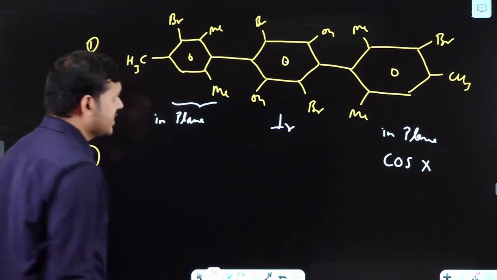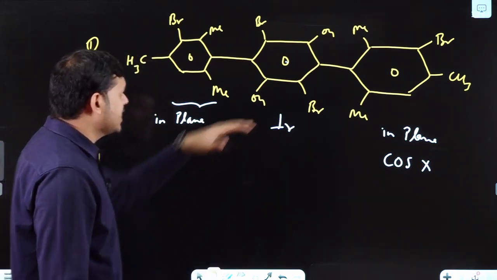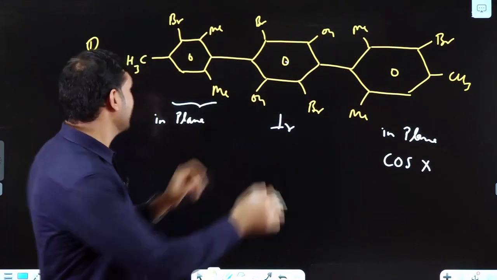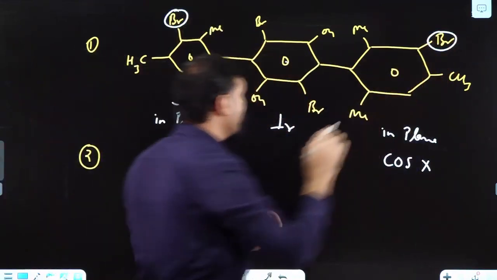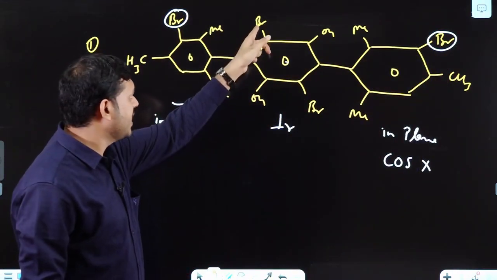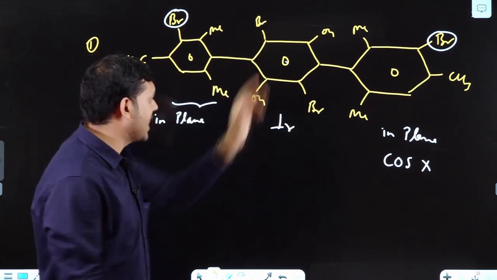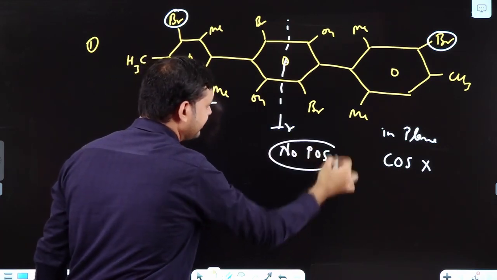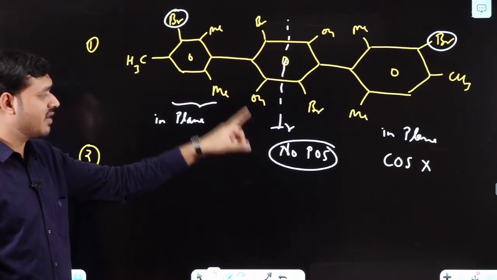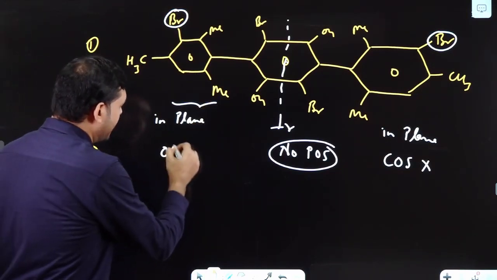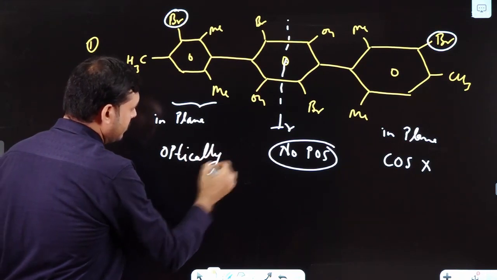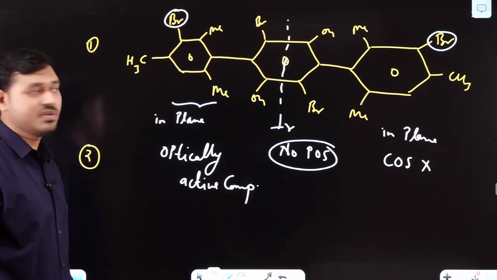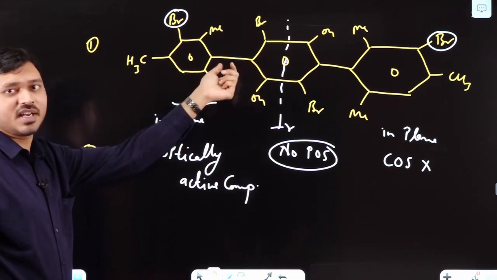Now, POS. See, this is perpendicular. If I cut this way, then this part and this part are exactly the same. Here you have bromine, here you have bromine. But unfortunately, this bromine is on this side. So if you cut like this, no POS. So dear students, this has no POS and no COS. It is an optically active compound. Clear to you? It is a triphenyl, 3 benzene rings connected to each other.